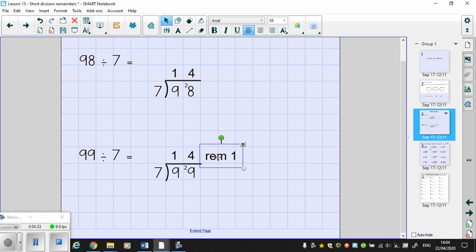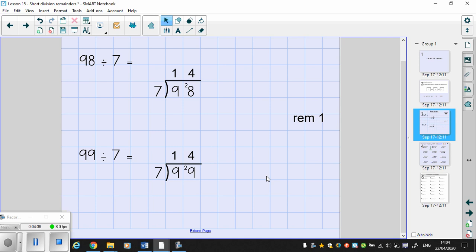Let's just move that out the way for the moment. Put it over there. Another way of dealing with that remainder is to actually turn it into a decimal. So to turn it into a decimal, we need to put a decimal point in the question, so just there. We need to put a decimal point in the answer. Keep up, there it is, just there.